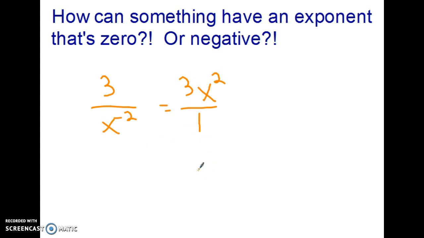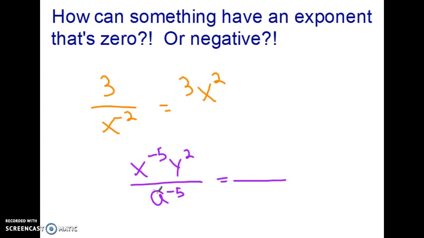Now, you can either put a 1 down here, or you can just erase all that stuff entirely and just write it as 3x squared. And if you have something with a negative exponent up top, let's just go like this here, and we'll kind of go a little crazy. It has a negative exponent up top, so we'll put it down below with a positive exponent. This one already has a positive exponent, so we'll leave it there. This one had a negative exponent, so we'll put it upstairs with a positive exponent. And now it's simplified.